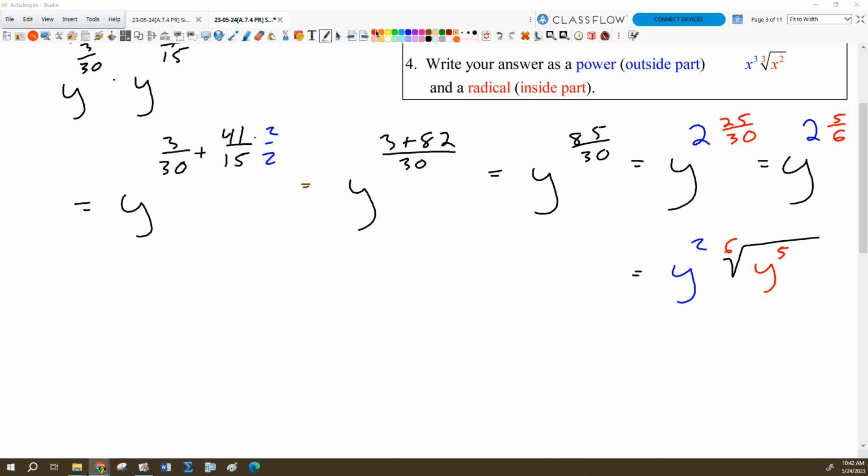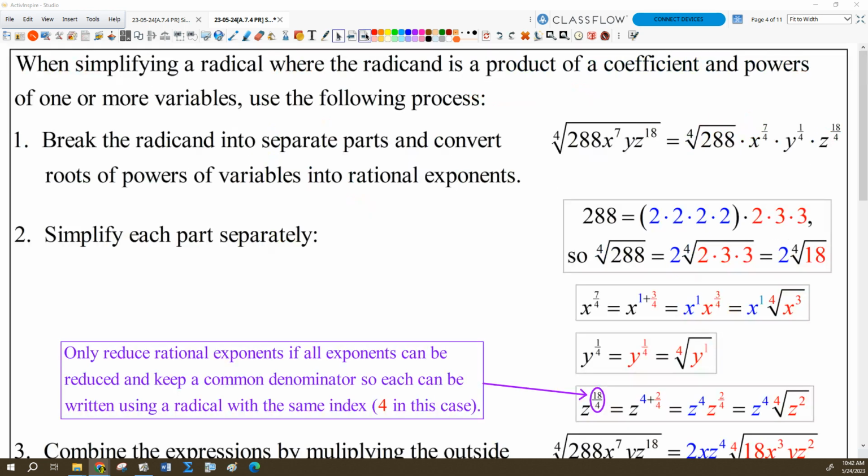All right, let's try something a little bit different now. So this looks complicated, right? Doing something like this probably looks scary. Okay, I'm going to make it simple. Now, when you're dealing with a radical that involves a product of a coefficient and a bunch of different powers, so maybe we have multiple variables being taken to exponents, it looks terrible, but the process is simple. All you have to do is break it into pieces.